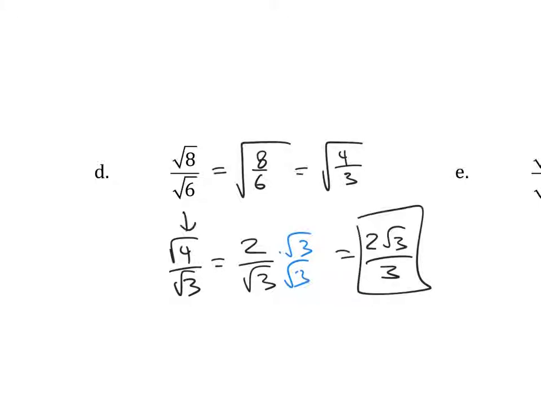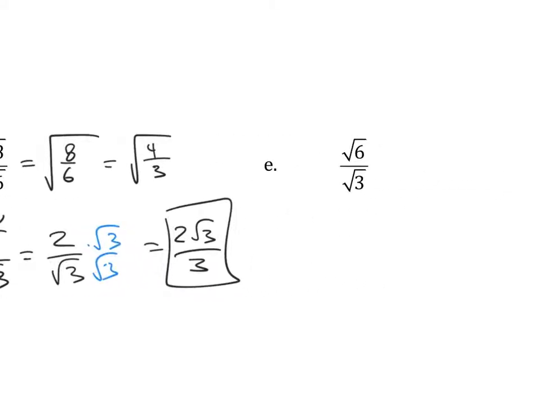Okay. That would work on E as well. Root 6 over root 3 reduces, because they're both square root numbers, so I can turn that into root 2. 6 divided by 3 is 2. Well, there's no square root in the bottom, so I'm done.